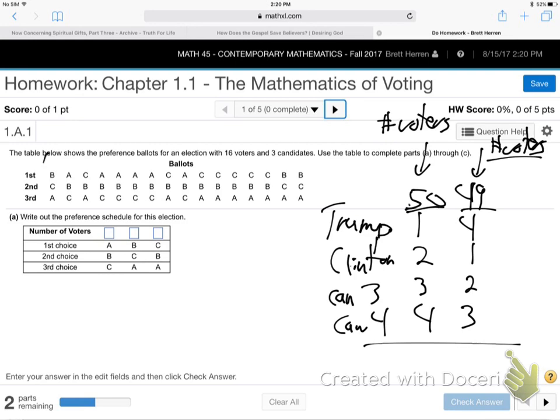When it says BCA, what does that mean? That means one person went to the poll and their first choice was candidate B, their second choice was candidate C, and their third choice was candidate A. That's called a preference ballot because they're giving you their preferences, not just their first place, right?